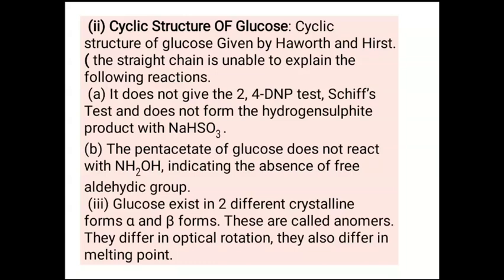indicating the absence of free aldehydic group. Number 3, glucose exists in 2 different crystalline forms, alpha and beta forms. These are called anomers. They differ in optical rotation. They also differ in their melting point. So on the basis of these reactions which were not explained by the open chain structure of glucose, it was implied that glucose possesses the closed structure. So let us now talk about the closed structure of glucose. Closed structure of glucose means the cyclic structure of glucose.